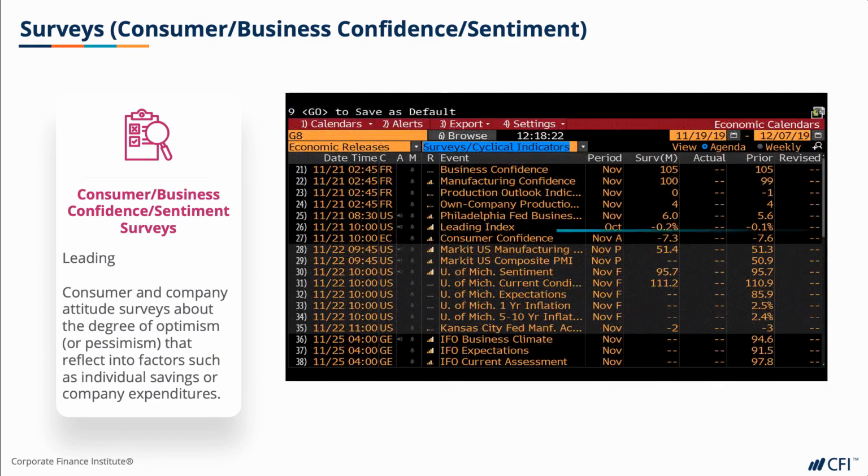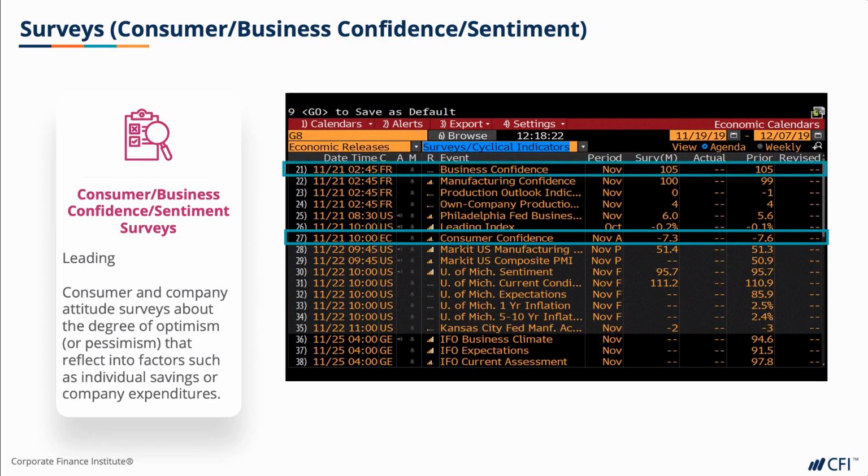For consumer confidence, survey takers track consumers' perceptions of their economic well-being, which determines short-term spending, borrowing, and savings plans. For business conditions, again, surveyors get anecdotal measures of business sentiment as early warning of changes in the economic cycle. Overall, consumer and company attitude surveys about the degree of optimism or pessimism reflect into factors such as individual savings or company expenditures.